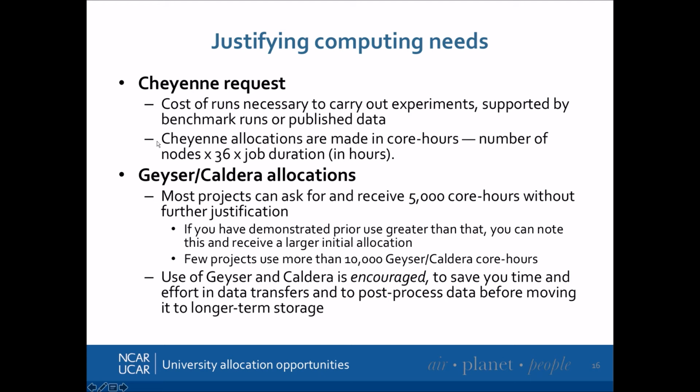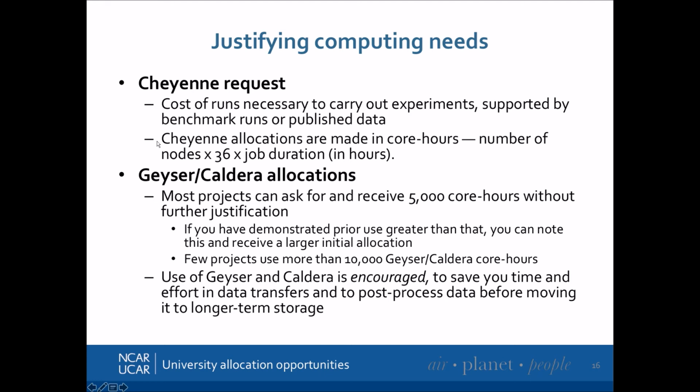Typically, a table is provided, one row per experiment, that says, here are the runs, this is the number of core hours, this is how much we need. The Cheyenne allocations are made in core hours. In this case, it's the number of nodes you run on times the 36 cores per node times the job duration in hours. So add up all the jobs, the duration of those, the number of nodes that you need to run each job, and you can work out the calculation. I'm happy to help with those kinds of questions, but it is provided on the Cheyenne website.